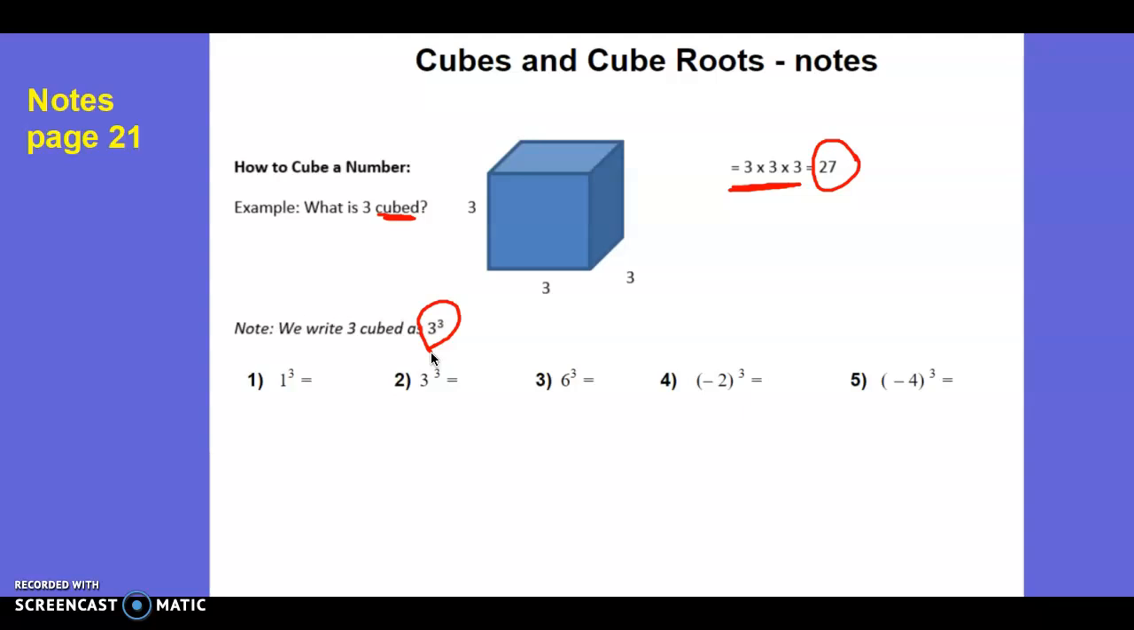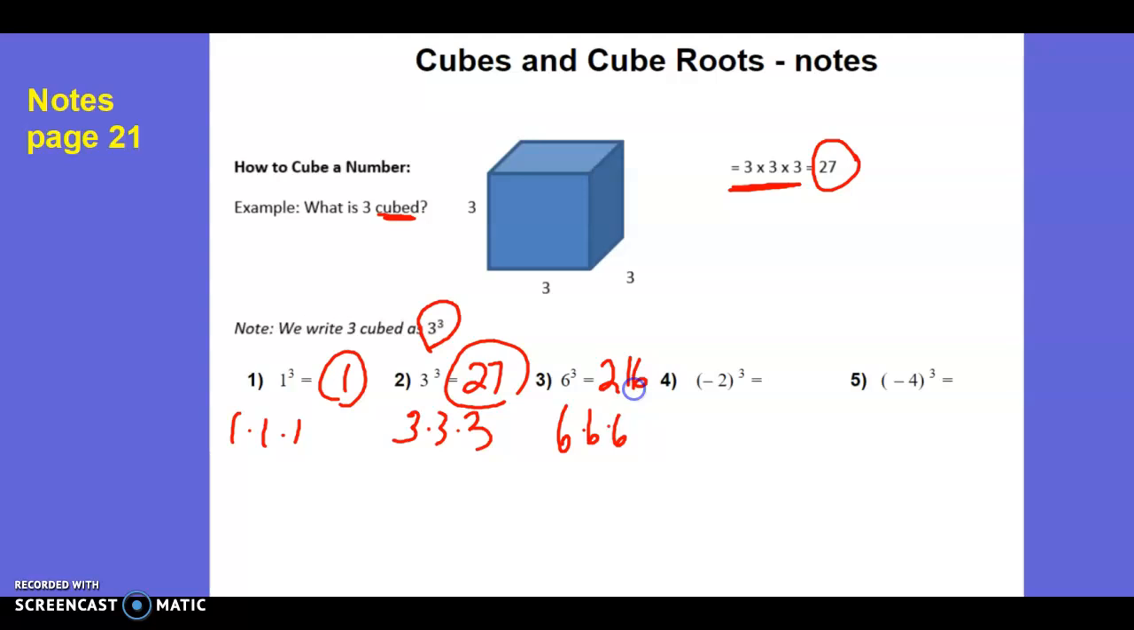So 1 cubed means 1 times 1 times 1, and so that is 1. 3 cubed, we just set up above, means 3 times 3 times 3, which is 27. 6 cubed means 6 times 6 times 6, and that would be 216.